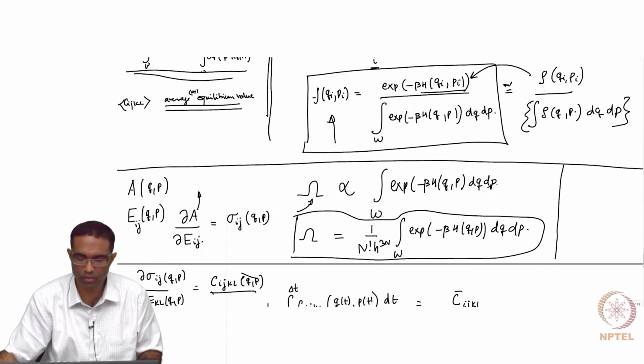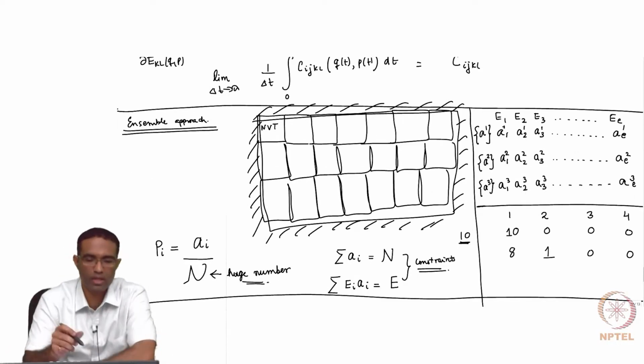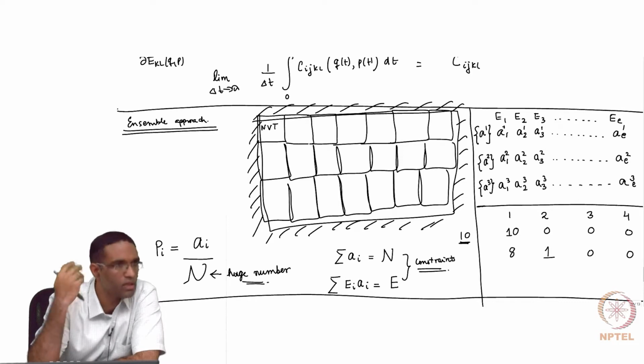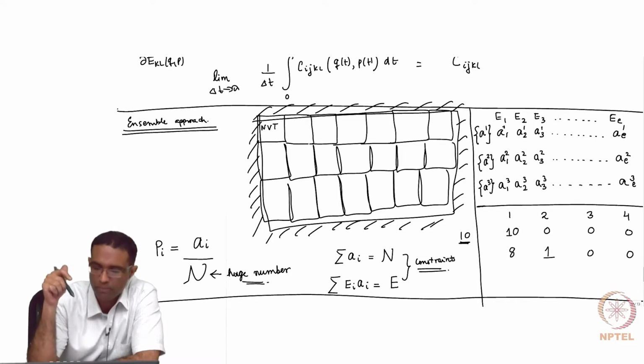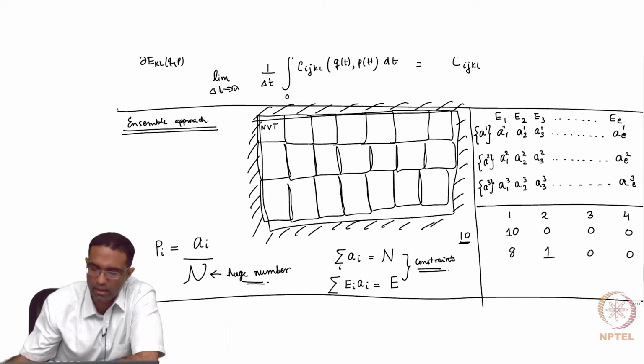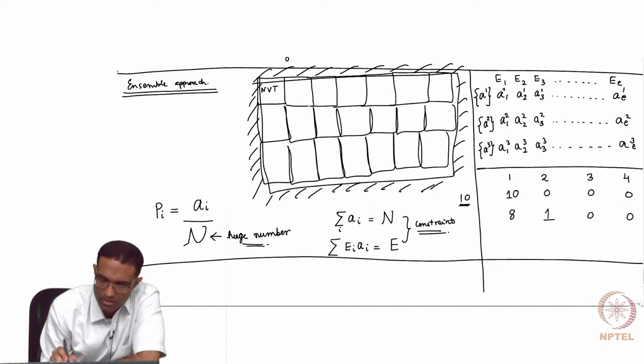Now we were doing something else, where we took a different approach. We considered various ensembles, each of which are in the same macro state. However, they are all in a different micro state and they are all exchanging energy with each other, and they are satisfying these constraints. Summation over AI is equal to n, where n is the total number of ensembles in the system, and summation over EI times AI is equal to E, and AI means the total number of systems with energy EI. That is what it means.